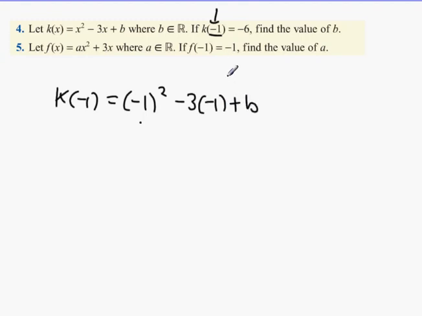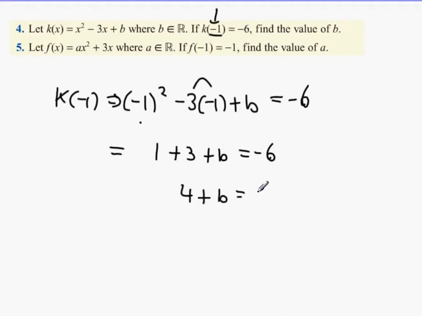Now what's the answer to this question once you put in minus 1? The answer is minus 6. Multiply out minus 1 squared and what do we get? 1. Minus 3 times 1? Minus 3. Plus b equals minus 6. 3 plus 1, anybody? 4. Pay attention, lads. 4 plus b equals minus 6, and therefore b is going to be equal to minus 10. Okay? And that is your first question done.